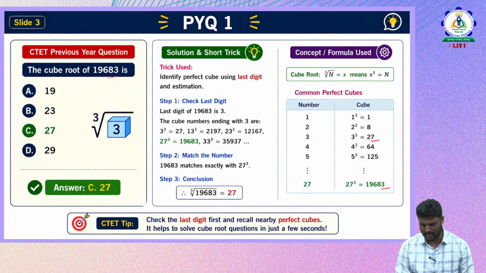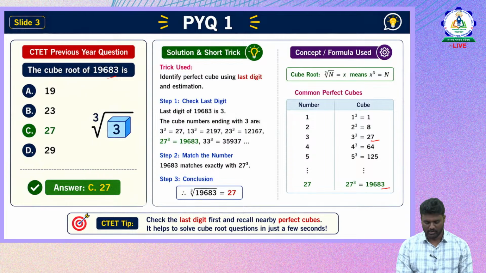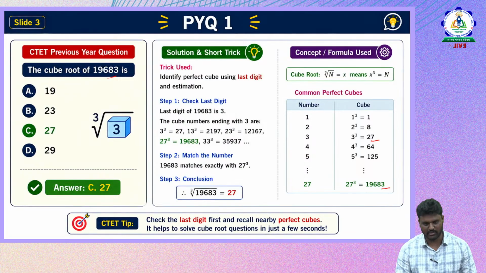If you see the 9 again, the unit digit is not going to end with the 3. So by seeing the options itself we can identify that 7 is going to end with the 3. Like that, we can eliminate the other options by applying only the unit digit trick. So now, identify the perfect cube using the last digit and estimation.